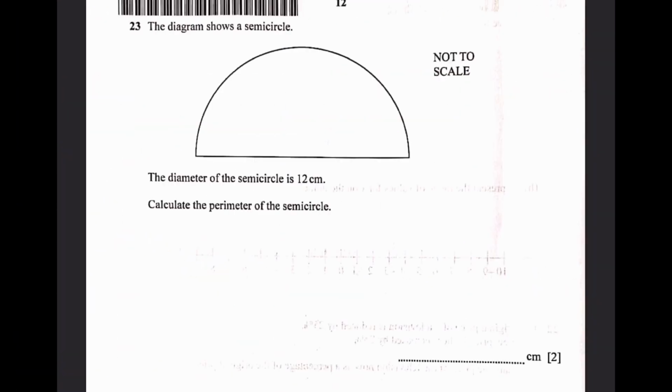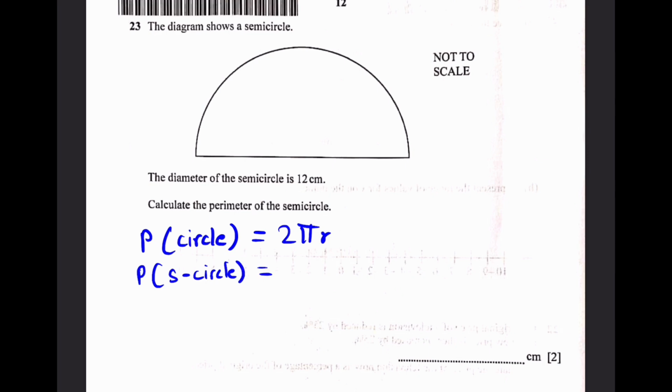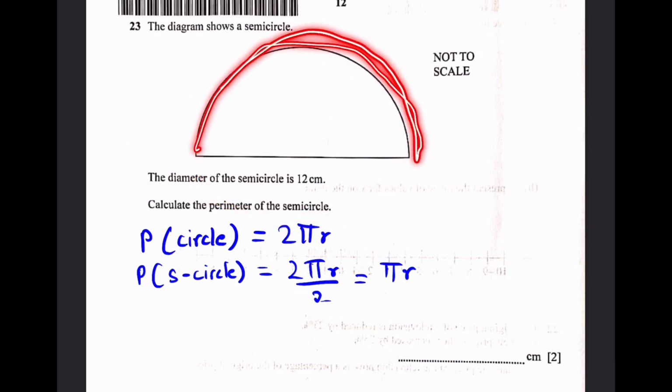The diagram shows a semicircle. The diameter of this semicircle is 12 centimeters. Calculate the perimeter of the semicircle. The perimeter of a circle, which is one full circle, is equal to 2 pi r, as many of you know. And then the perimeter of a semicircle, I'm just going to write S circle here, that would be equal to 2 pi r by 2, which is equal to pi r. But that's only this curved part, because the full circle will have the other side as well. The semicircle will be dividing by 2, but only the curved part.